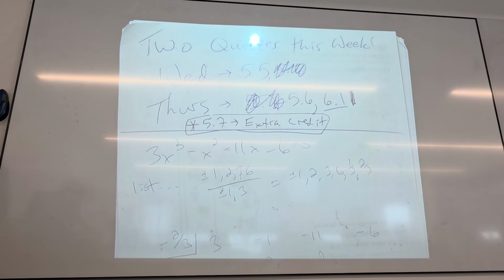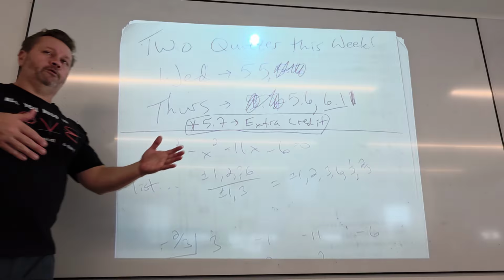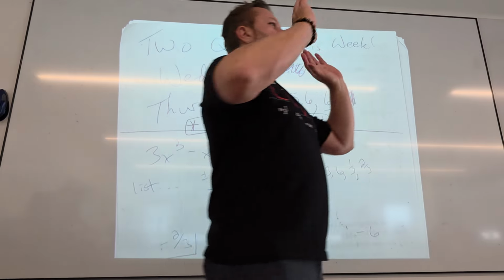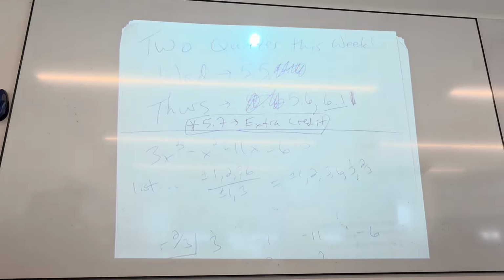So you don't have to do section 5.7 homework unless you want to for extra credit. The way extra credit works is if you get 5.7 correct, I'll add it onto your homework grade so you can actually get above 100 homework grades. It'll be like an extra section of work.